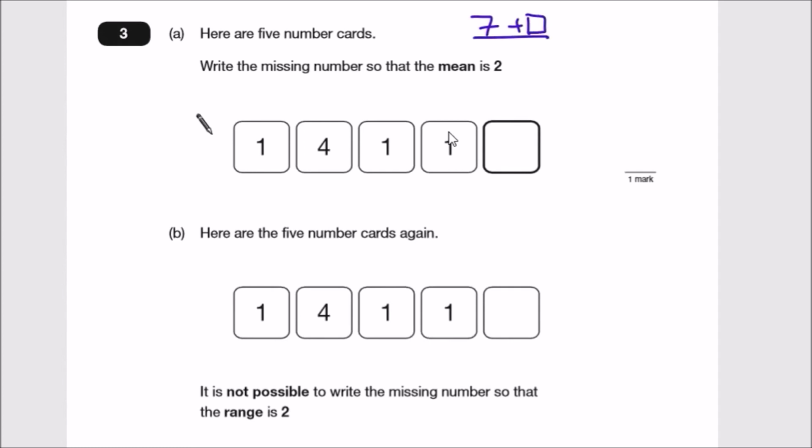If we were to divide it by 5, we must get 2. In other words, if we multiply 5 across, we should get a total of 10. Because to get 2, you need to have 10 over 5 gives you 2. So this means the unknown must be 3, because 7 plus 3 is 10. Dividing 10 by 5 gives us a mean of 2. And that's it.